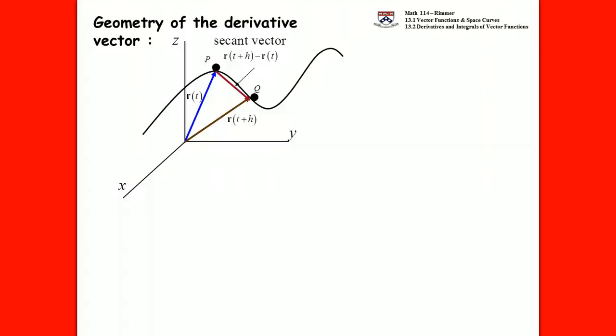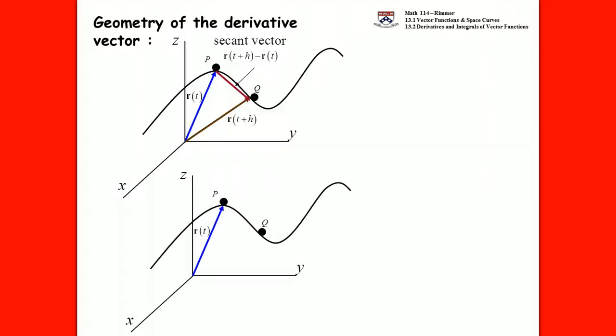So the blue is my position vector when I'm at P, and the brown is my position vector when I'm at Q. I call the one r of t, I call the other r of t plus h. The vector that connects them, I'll call it a secant vector. It's not a tangent vector, it's a secant vector, and it's the subtraction of those two vectors. I'm interested in the tangent vector. I'm interested in what the derivative vector would look like.